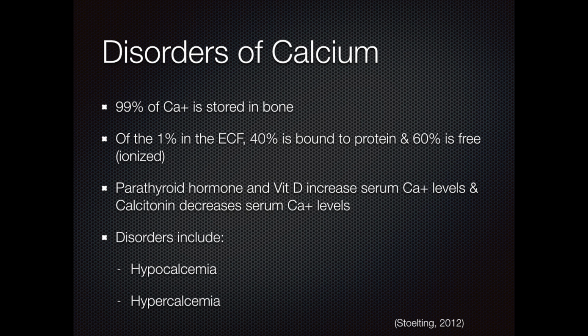In response to decreases in free calcium concentrations, parathyroid hormone is secreted to stimulate bone and renal tubule resorption of calcium into the bloodstream. Vitamin D increases calcium resorption within the intestines. In response to increases in serum calcium concentrations, calcitonin is released to stimulate absorption of calcium into the bone and out of the serum.